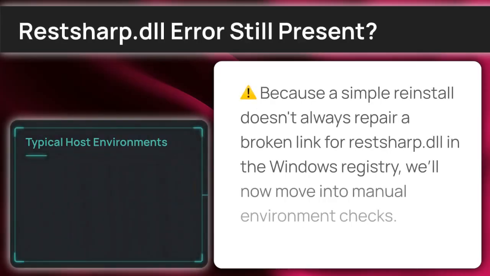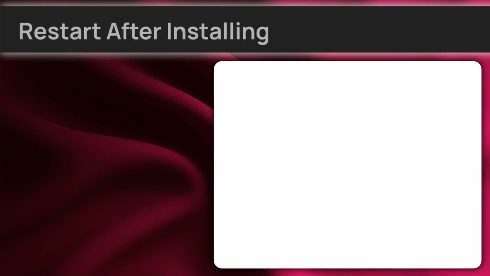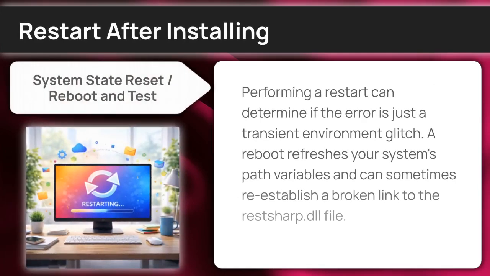If the installer was unable to bridge the gap, we will move to phase 2 of our diagnostic to refresh the system's memory. A full system restart ensures that no background processes are currently locking the RestSharp library file. A fresh boot allows Windows to reinitialize its library map from a clean state.